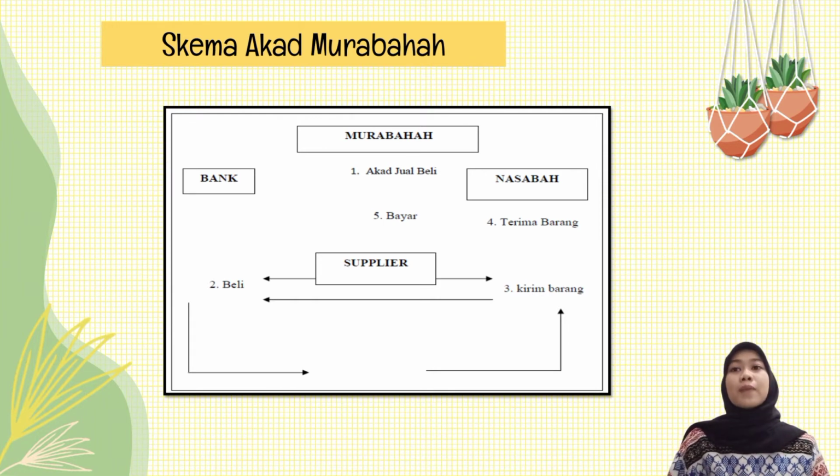Number 2, the bank purchases the goods that the customer wants from the seller or supplier and pays in cash. Number 3, goods that have been purchased by the bank are sent by the supplier to the customer. Number 4, the customer receives the purchased goods. And number 5, for the goods purchased, the customer pays his obligation to the bank in installments for a certain period of time.